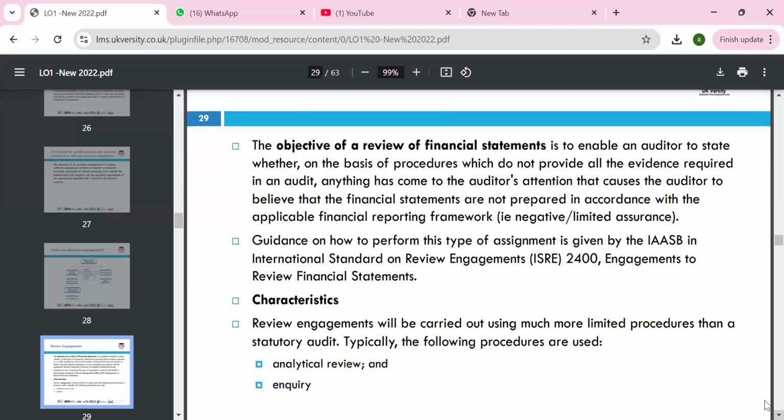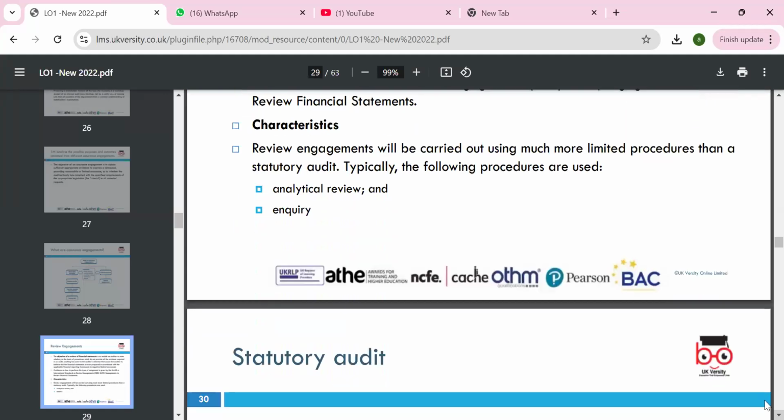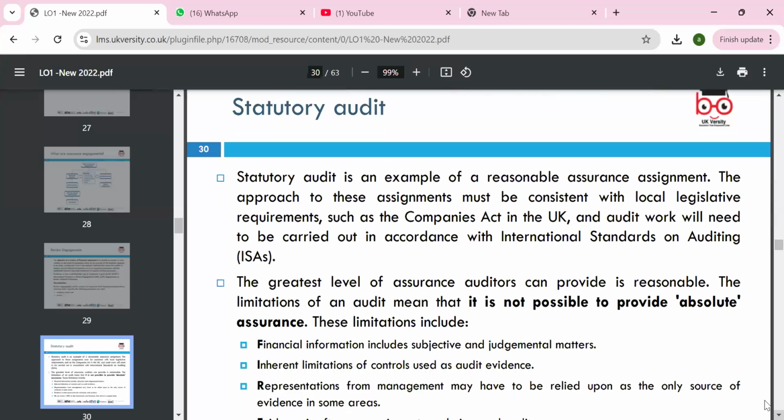For a review engagement, the objective of the review of financial statements is to enable the auditor to state whether anything has come to their attention that causes them to believe the financial statements are not prepared in accordance with the applicable framework. The procedures don't provide all the evidence required in an audit. We need to look at analytical review and inquiry. A statutory audit is required by law.